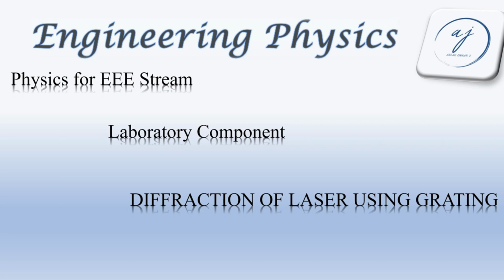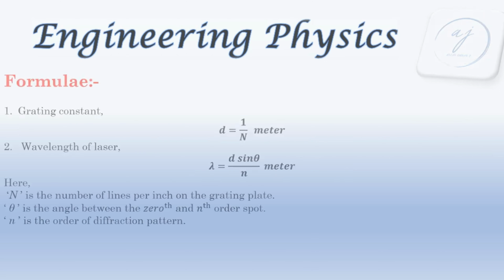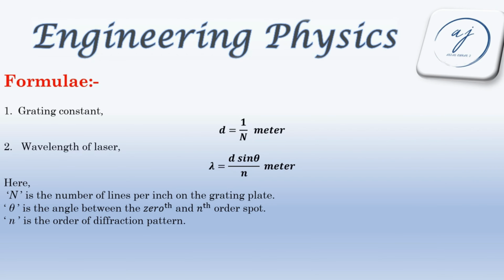The objective of this experiment is to determine the grating constant of the given grating plate and the mean wavelength of a given semiconductor laser using diffraction, by calculating the grating constant. The formulas to find the grating constant and the wavelength are as shown.